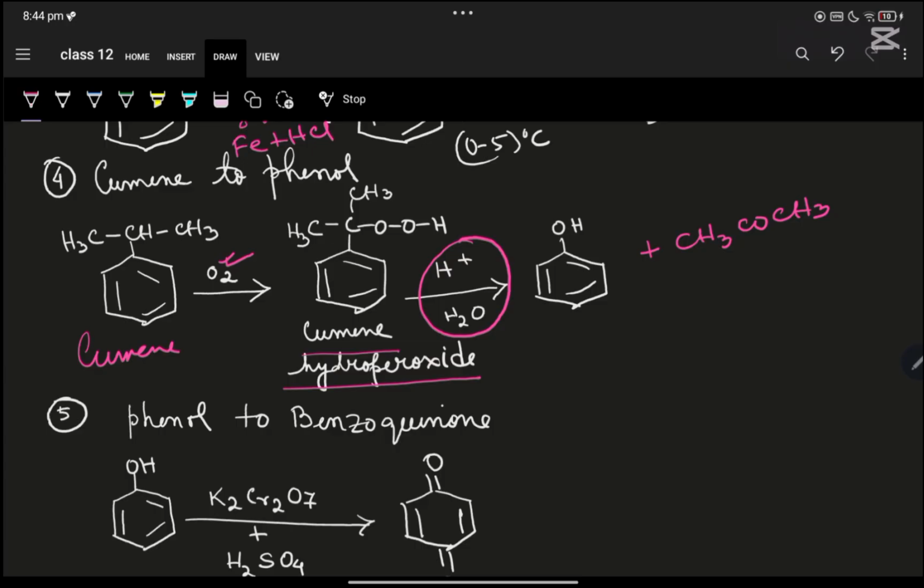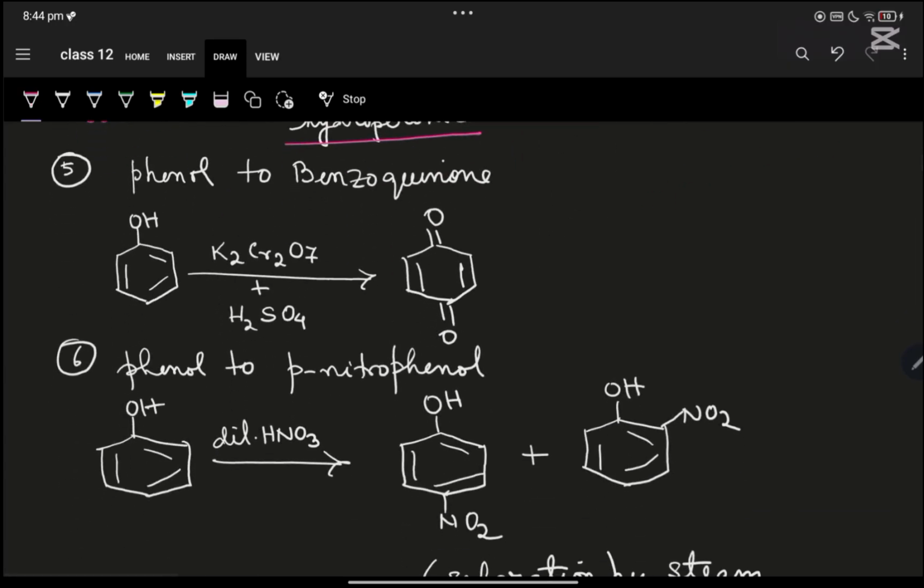Phenol to benzoquinone. Now this is an oxidized product. So phenol undergoes oxidation. You give K2Cr2O7 plus H2SO4 and you will get benzoquinone.